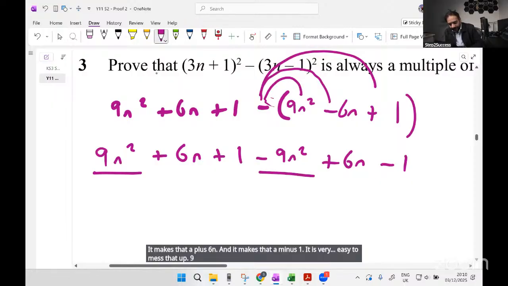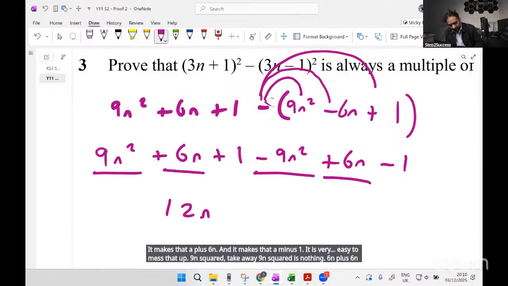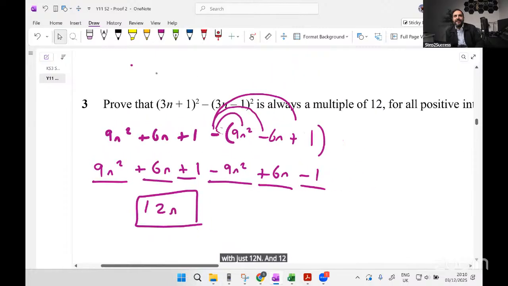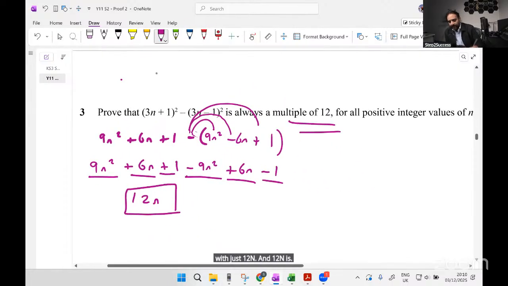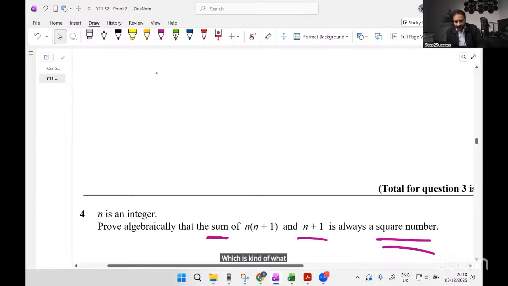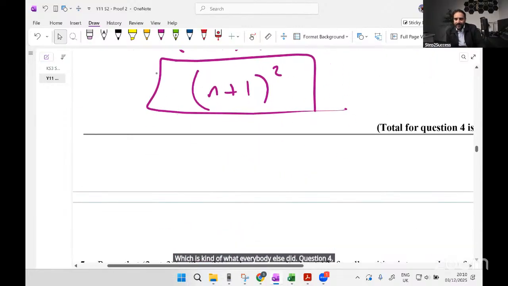9n squared, take away 9n squared is nothing. 6n plus 6n is 12n, and 1 take away 1 is nothing, which means we finished with just 12n, and 12n is a multiple of 12. That's all we had to do. So really, most of this topic is expanding brackets and simplifying, which is kind of what everybody else did. Question 4, I've done. 6, 9, 10, 11.